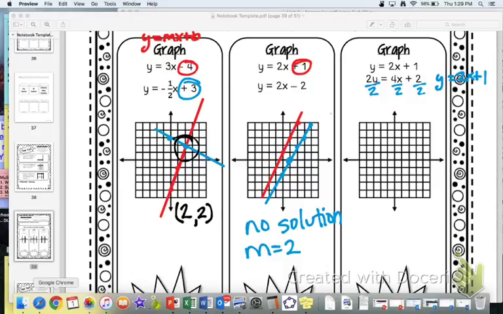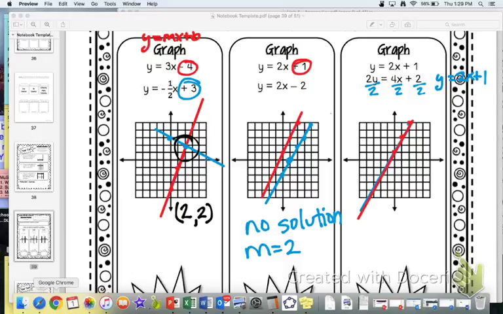So when I graph them, I'll graph the blue one first because that's what we're working on right now. I'm going to start at +1, and I'm going to go up 2 over 1, up 2 over 1. I'm going to put that in. Okay, now I'm going to do the red line, or the top one. Again, I'm starting at 1, and I'm going up 2 over 1, and when I graph them, they graph right on top of each other.